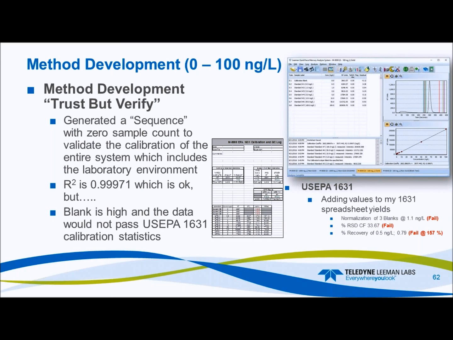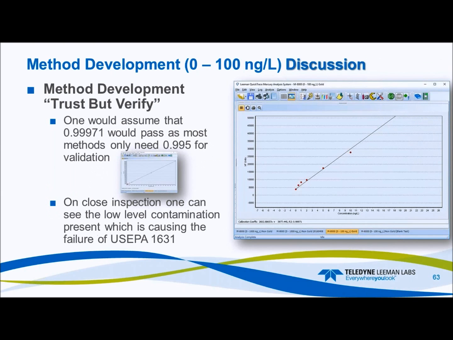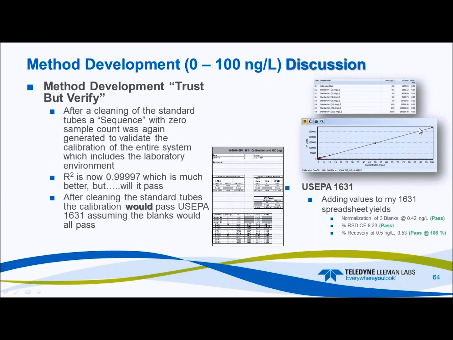So again, the US EPA 1631, it fails. So my 3 blanks, when I normalize them, it comes in at 1.1. The CF factor fails miserably, and the 5 repeat comes back at 157%. So this totally failed. But the RSD looked fine. But again, 1631 is kind of a different animal. So we'd assume it passed, but on close inspection, we can see where I have contamination down in this low end, and that was causing the problem.